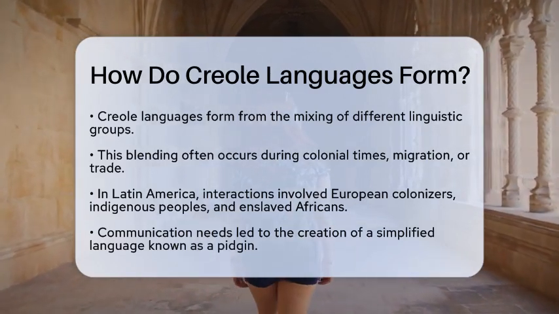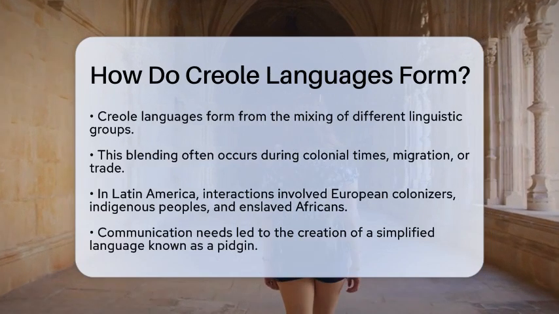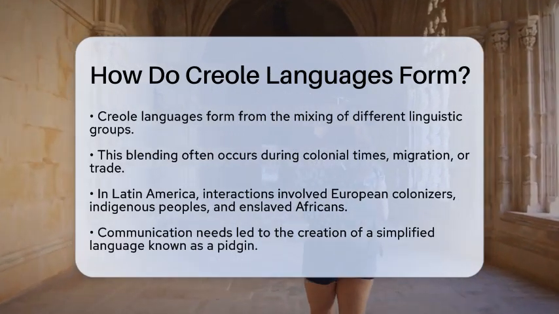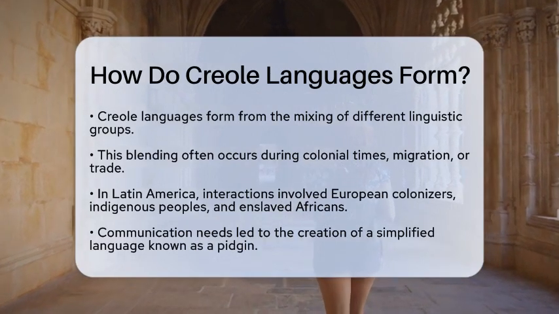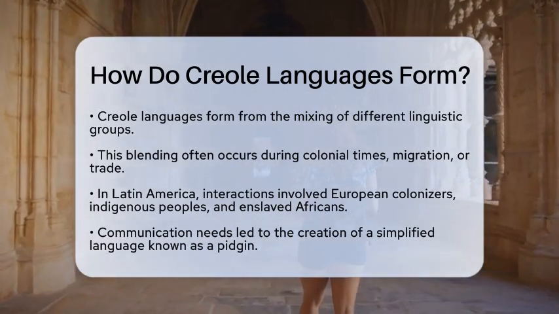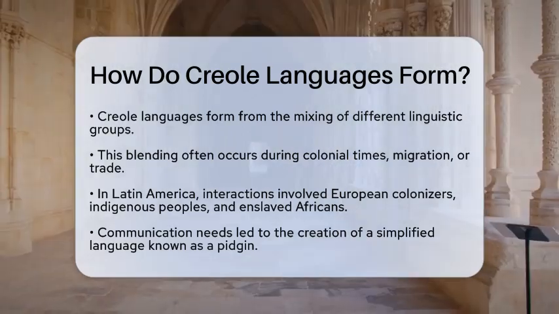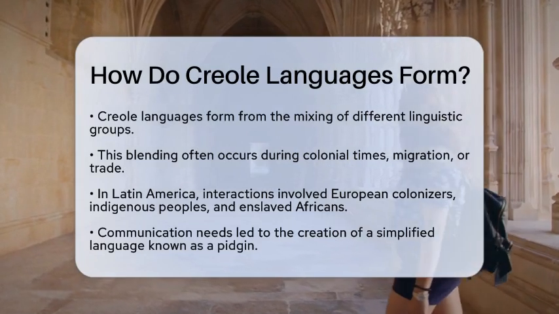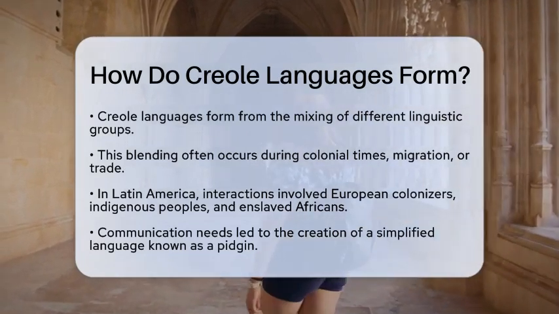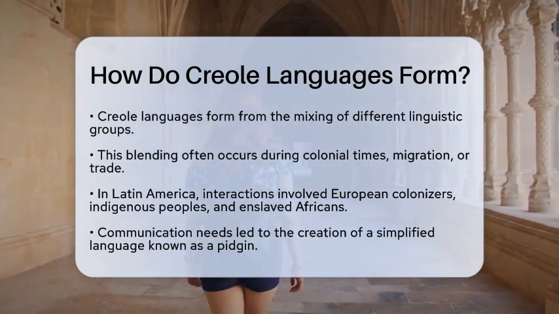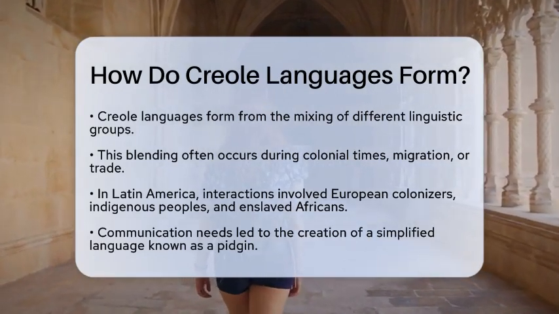Let's break it down. Creole languages arise from the mixing of different linguistic groups. This often happens in places where people from various backgrounds come together, such as during colonial times, migration, or trade. In Latin America, this mixing frequently involved European colonizers, indigenous peoples, and enslaved Africans. When these groups interacted, they needed a way to communicate, and that is where the process begins.